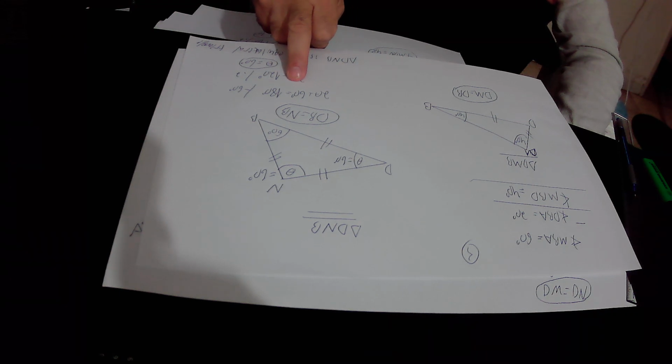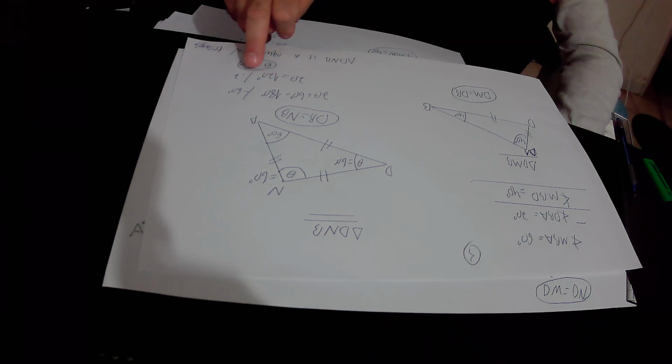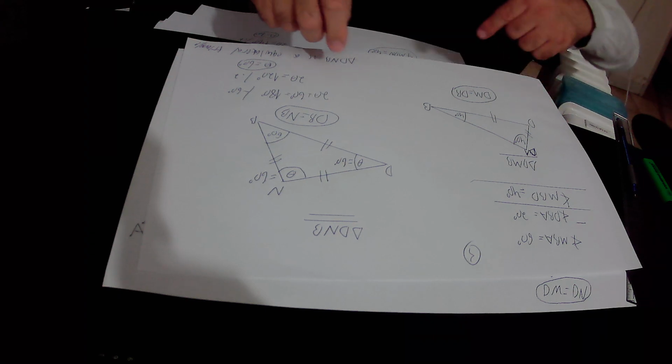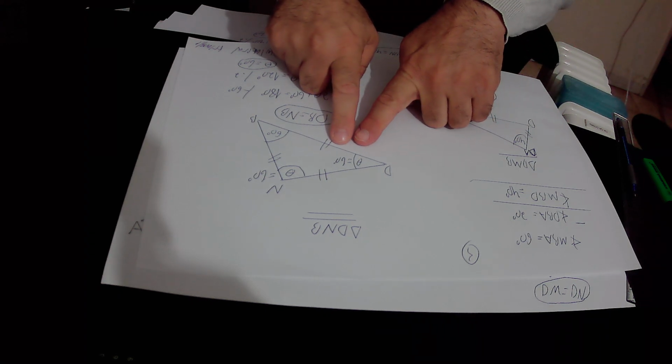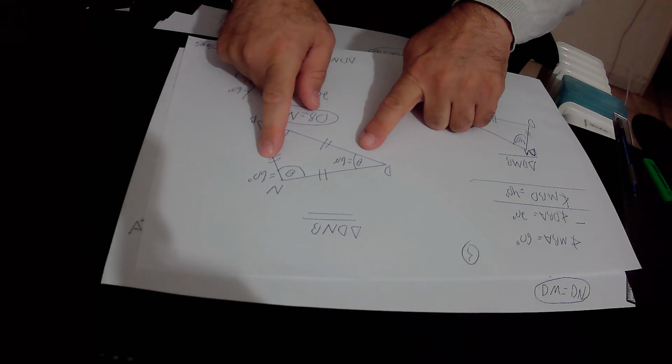2 theta plus 60 degrees equals 180 degrees. We subtract the 60 degrees from this equation, and finally find that 2 theta equals 180 minus 60, which is 120 degrees. We divide the equation by 2 and find that the missing angle theta equals 120 degrees over 2, which is 60 degrees. This angle theta equals 60 degrees, and this angle theta also equals 60 degrees.